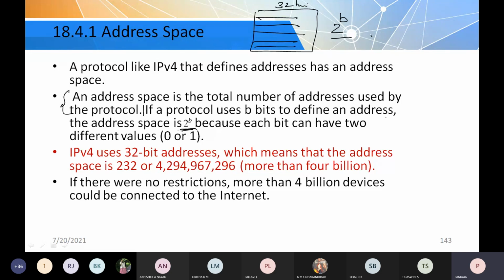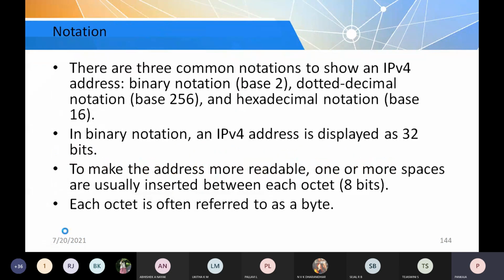IPv4 supports a 32-bit address, which means the address space is 2 power 32. It is almost more than 4 billion addresses that can be obtained. So it can connect more than 4 billion devices at the same time using different IP addresses.